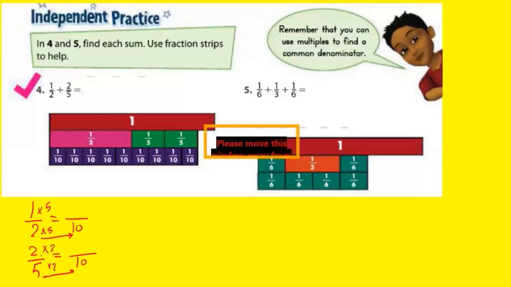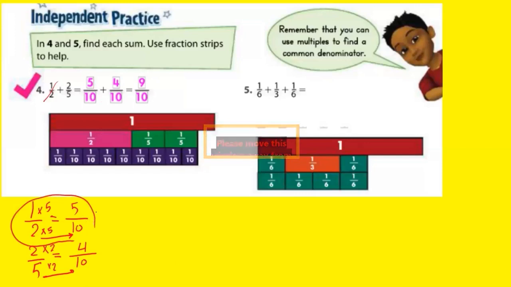2 times 5 equals 10. 2 times 2 equals 4. 2 times 5 equals 10. 1 times 5 equals 5. So my answer will change like that. This half will be 5 over 10, as I told you. And this 2 over 5 will be 4 over 10, as we got here. After that, keep 10. The denominator has no change. And 4 plus 5 equals 9. It will be 9 over 10.